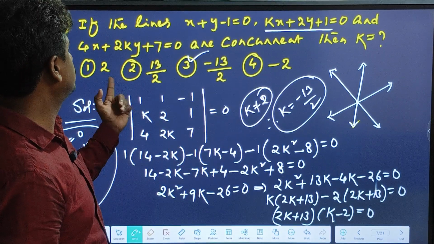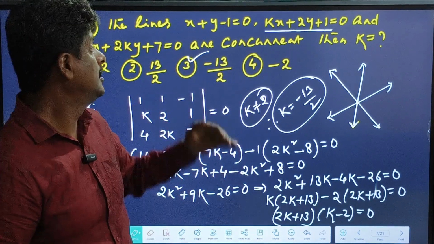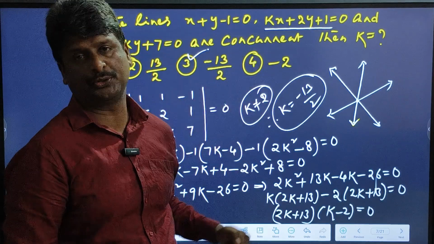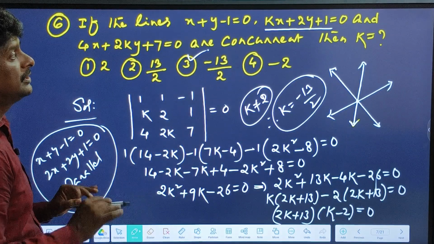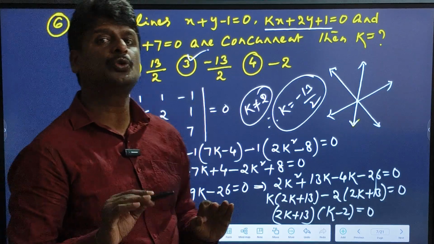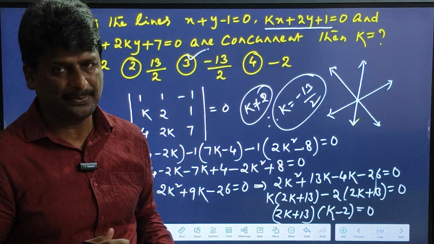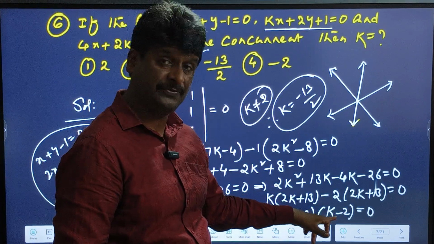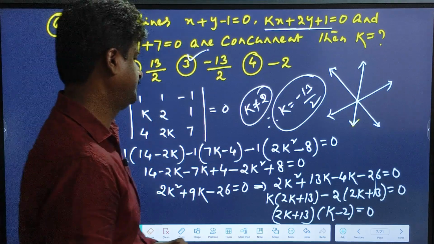If k equals 2, what will be happening? The first line and second line both will be parallel. The coefficients are proportional, 1 by 2, 1 by 2. They are parallel lines. But given that the three lines are concurrent, no two of them are parallel. All three lines are passing through the same point, which is a contradiction to the hypothesis when k equals 2. That's why the answer is the third option.